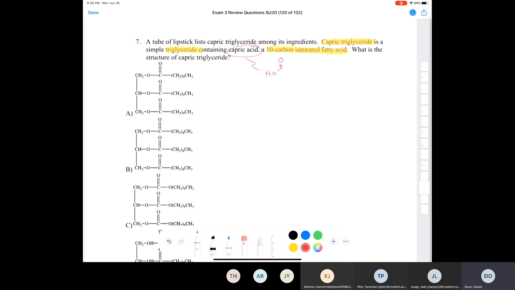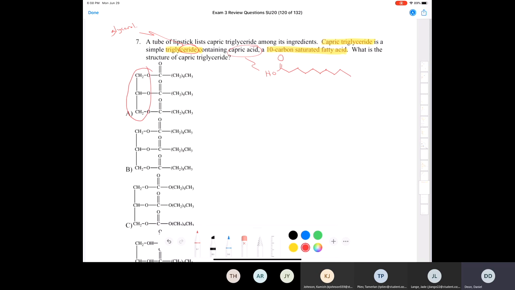So I have my carboxyl group, and I have 1, 2, 3, 4, 5, 6, 7, 8, 9, 10. So that's the fatty acid, and it's going to be a triglyceride, right? And triglycerides are made from glycerol and fatty acid. And so which one of these structures has glycerol as a backbone like this?